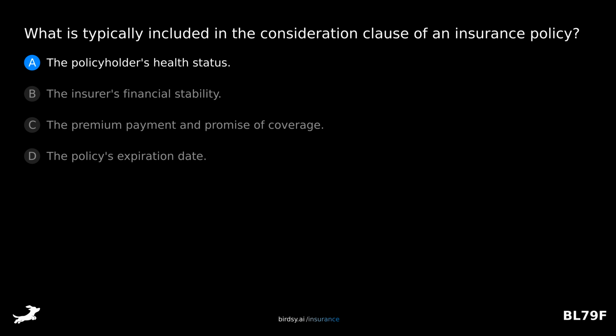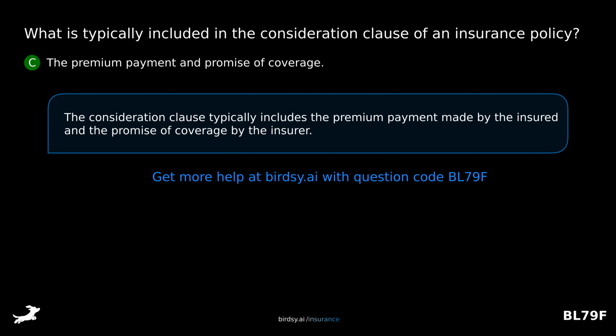What is typically included in the consideration clause of an insurance policy? Is it A, the policyholder's health status? B, the insurer's financial stability? C, the premium payment and promise of coverage? Or D, the policy's expiration date? The answer is C, the premium payment and promise of coverage. The consideration clause typically includes the premium payment made by the insured and the promise of coverage by the insurer.